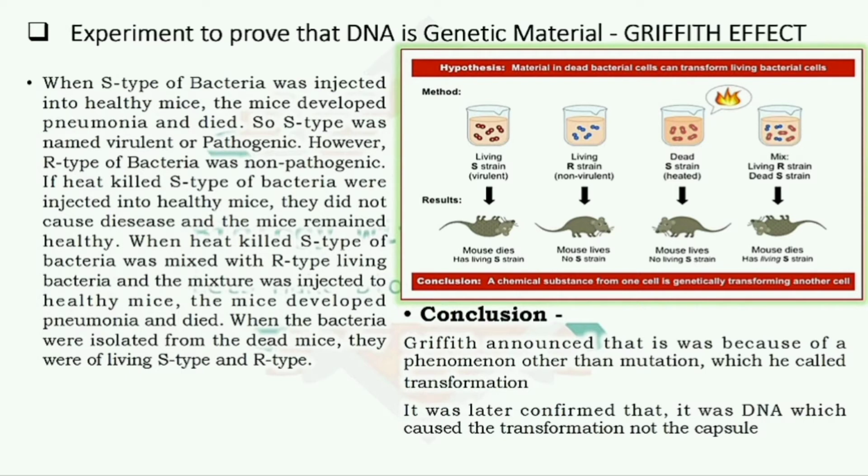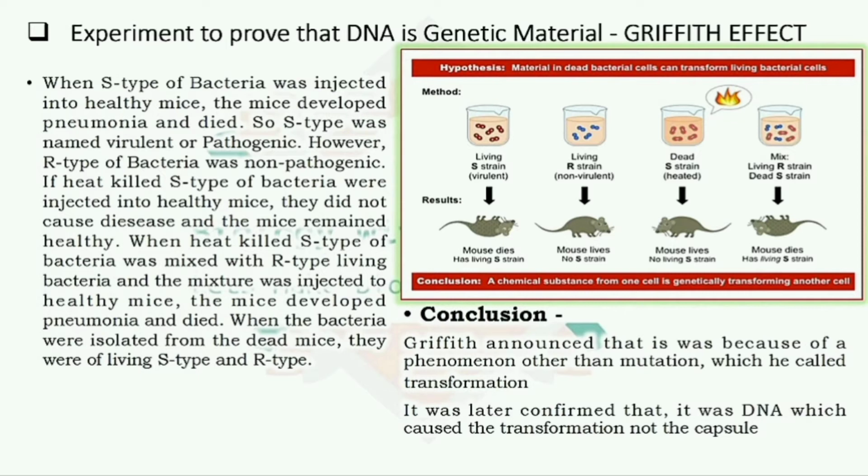And from this experiment he concluded that R type is non-virulent and non-pathogenic. In the third set of tests, he heat killed the S strain bacteria and injected it into the mice, and the mice lived. In the last set of tests, he mixed the heat killed S strain bacteria with living R strain bacteria. Surprise, this time the mice died. Griffith concluded that it was because of a phenomenon which is not mutation but transformation.